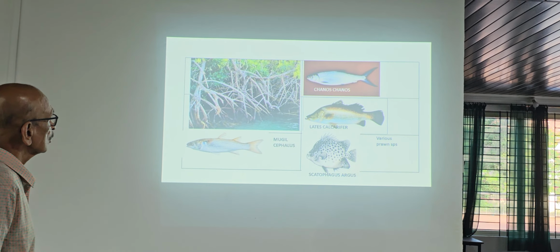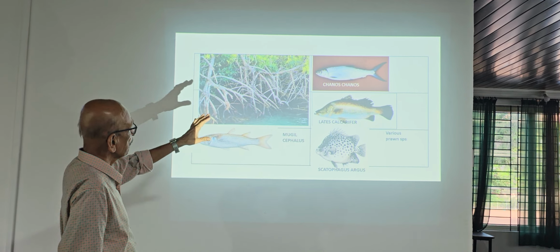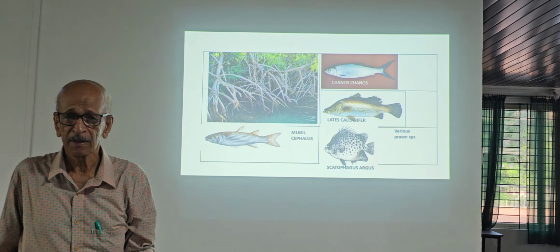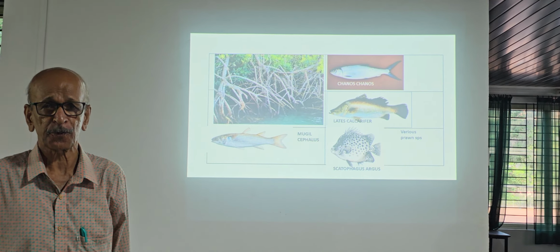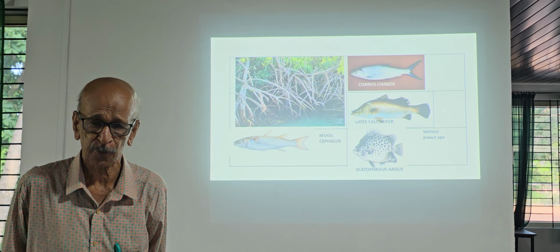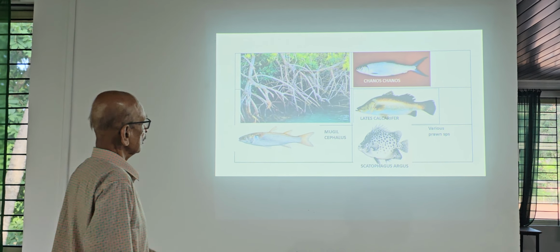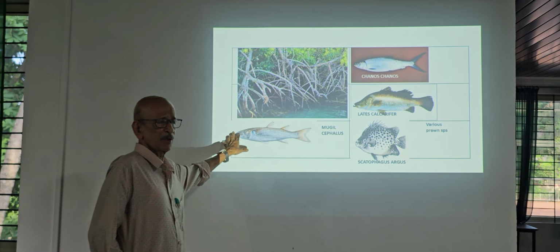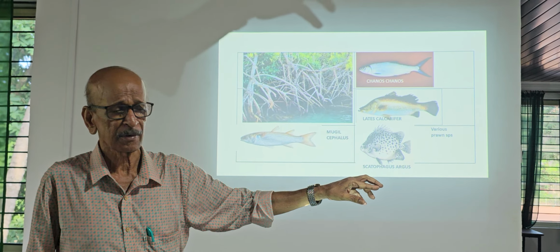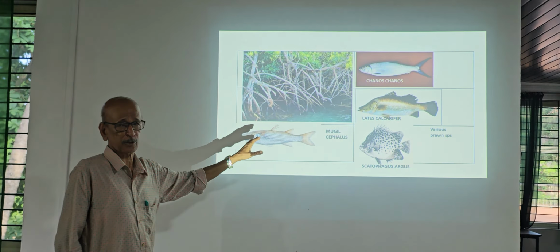So now, see, the mangrove ecosystem is a very integral part of the estuary ecosystem, and mangroves support a number of birds and number of other fauna, and particularly a lot of fish find habitat, food, and shelter in the mangrove area.